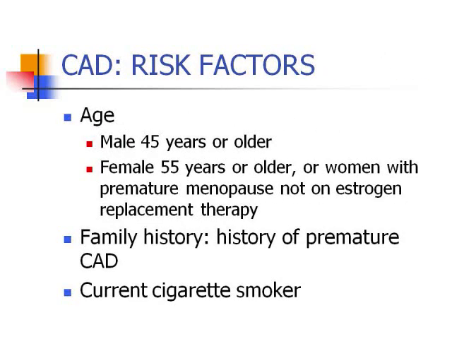Risk factors. Well, age is one of the big ones. Males 45 years or older and females 55 years or older, or women with premature menopause who are not on estrogen replacement therapy, are all at risk for coronary artery disease. Also, family history plays into it: history of premature coronary heart disease, coronary artery disease. And here's our friend tobacco again. A current cigarette smoker is much more likely to get coronary artery disease.